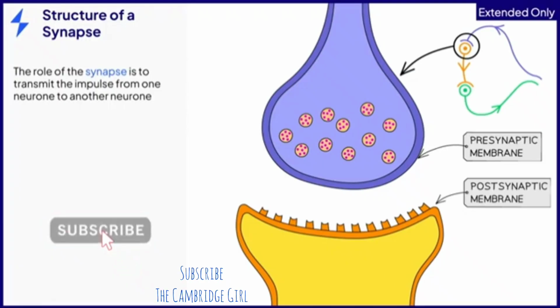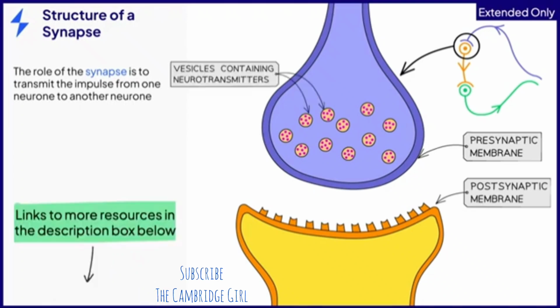The diagram shows the structure of a synapse. Here we have two neurons. The purple represents a sensory neuron and contains vesicles containing neurotransmitters. The synaptic cleft is the gap between the two neurons.